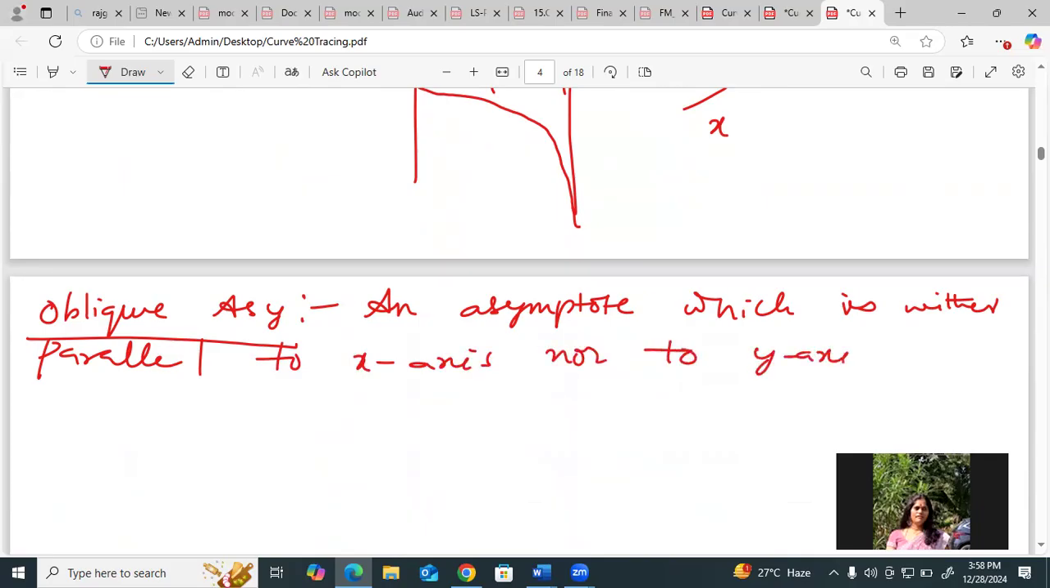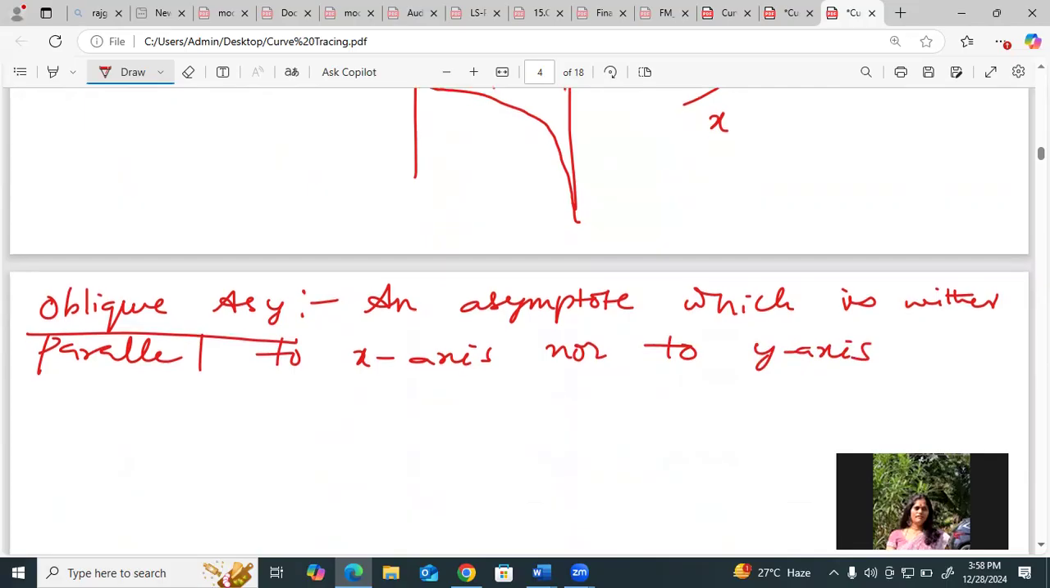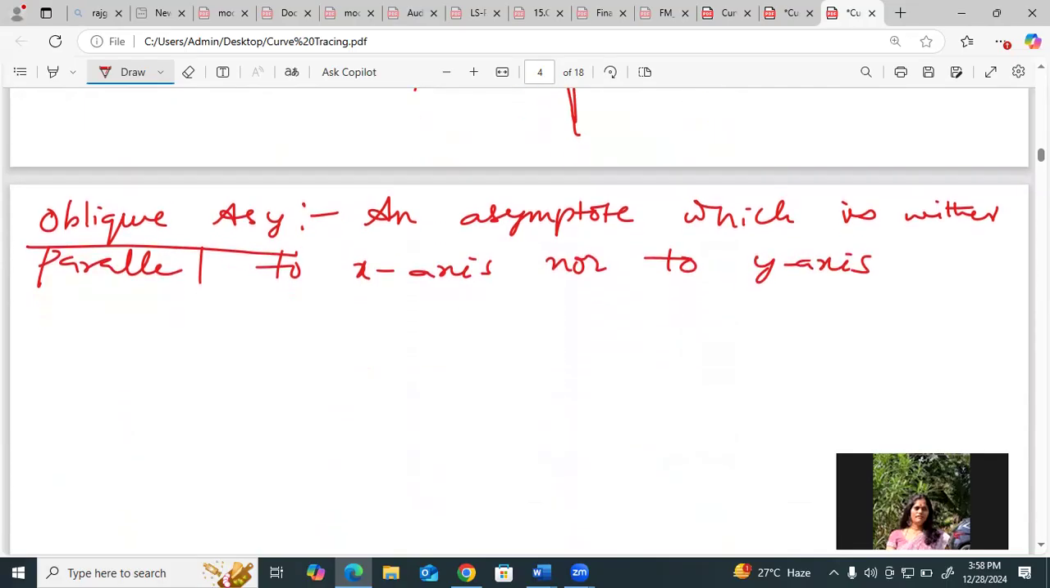Y-axis. It looks like an oblique. Usually for house numbers and all, we'll use oblique. I will talk about how to find an oblique asymptote. I also considered an example where there's an oblique asymptote at the beginning of this session. You can just rewind and look back. Now look at this example, please.